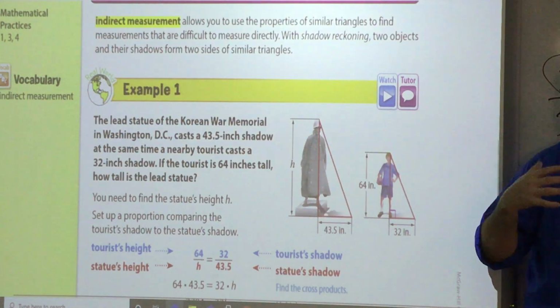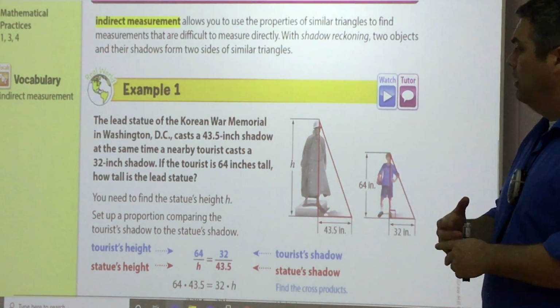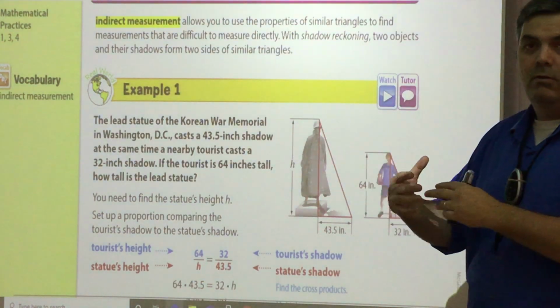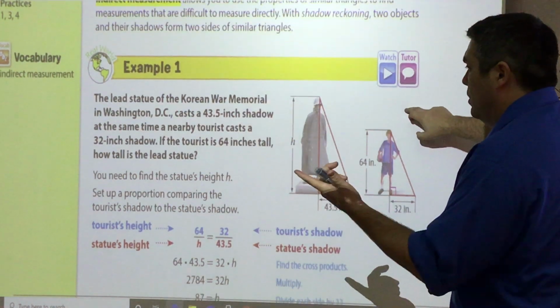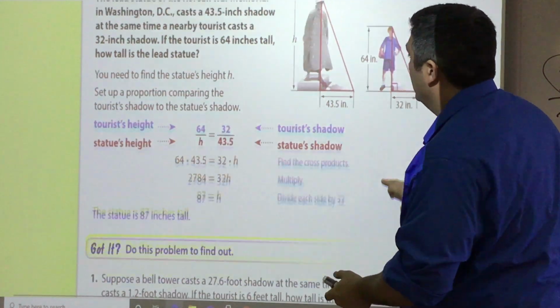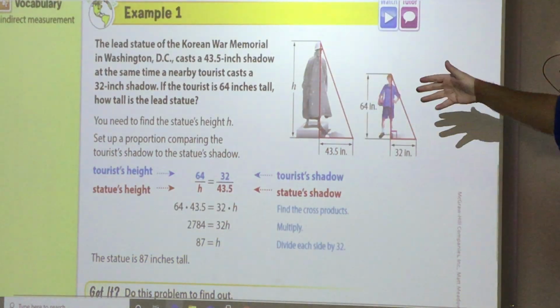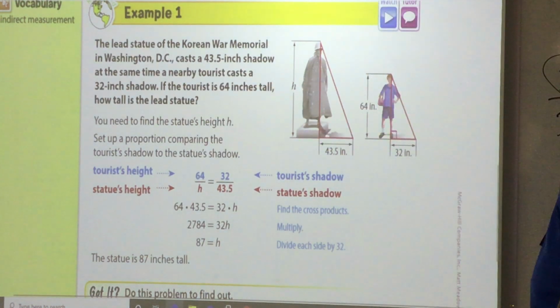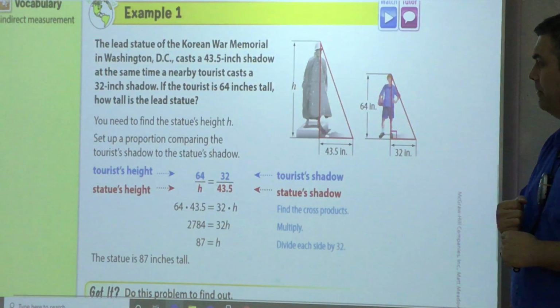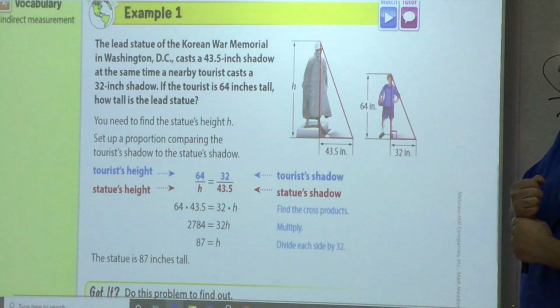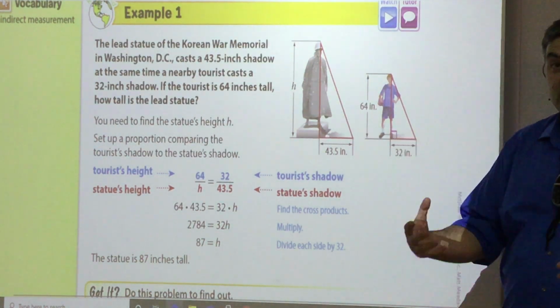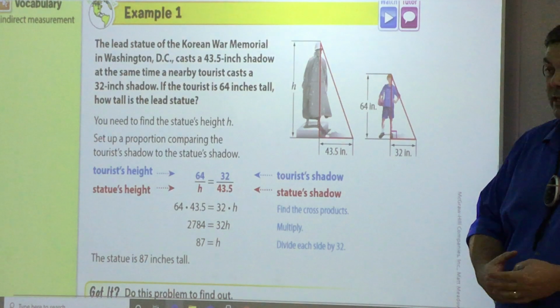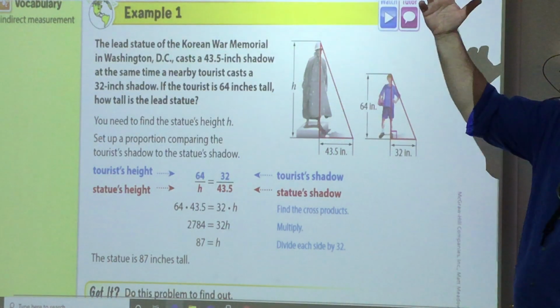Now you have this proportion to determine how tall the tree actually is. This is useful for determining something you can't measure when you know all the other information. So here's what they did. Here's the statue, and this is the way it's going to look. The lead statue of the Korean War Memorial in Washington, D.C. cast a 43.5-inch shadow. At the same time, a nearby tourist cast a 32-inch shadow. If the tourist is 64 inches tall, how tall is the lead statue? This is the way they're going to ask this question. They're going to say, we're looking for this measurement.